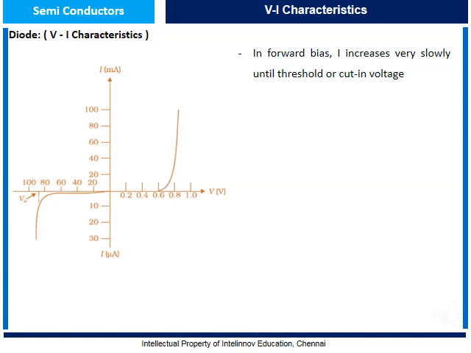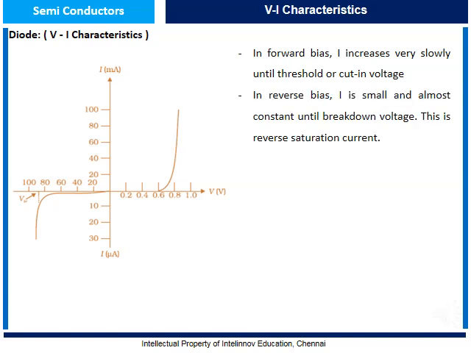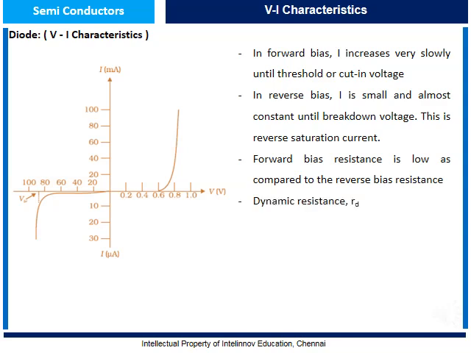In reverse bias, I is small and almost constant until breakdown voltage. This is called reverse saturation current. This is shown in the third quadrant of this graph. Forward bias resistance is low as compared to reverse bias resistance, and dynamic resistance is given by RD equal to delta V by delta I, that is change in voltage by change in current.